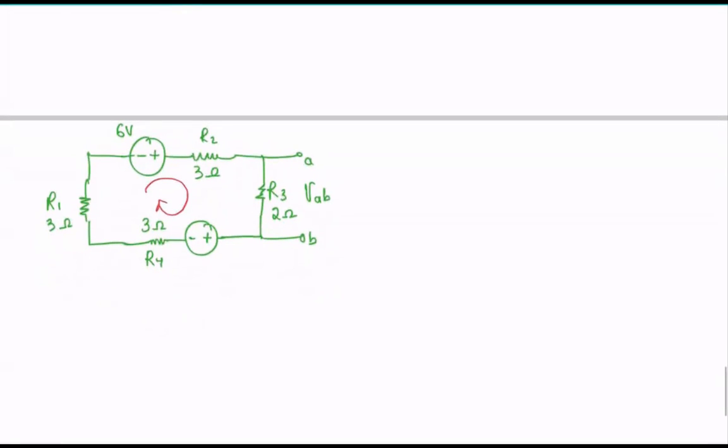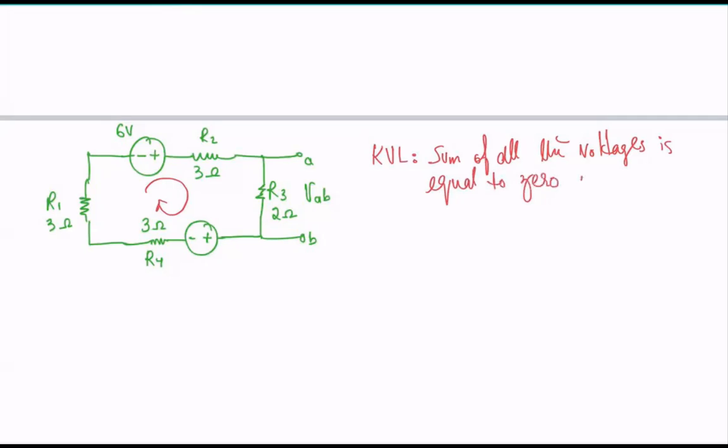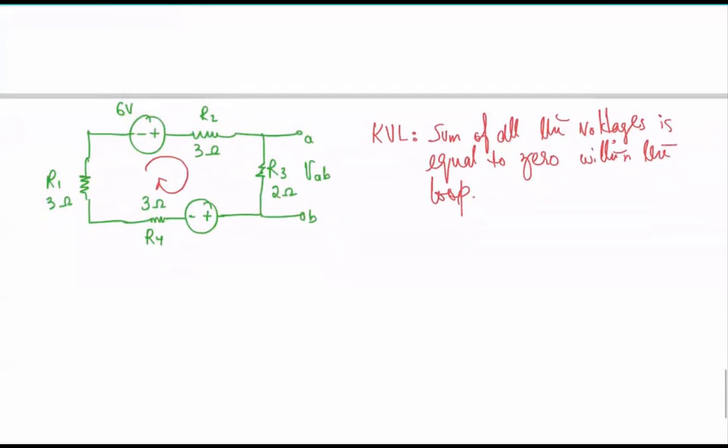And based on that, again, remember, what was KVL? The sum of all the voltages is equal to 0 within the loop. Okay, all right. So I'm going to start off from here. You have to pick your starting point. I'm just going to pick over here.